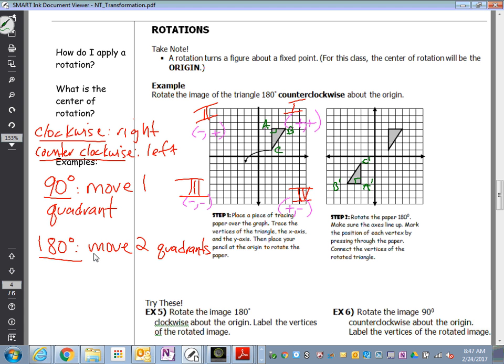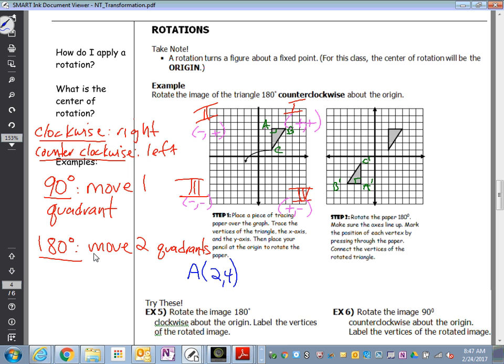Okay, watch, come here, this is fun. Now, let's write the coordinates for A. So A would be what? 2 and 4, right?